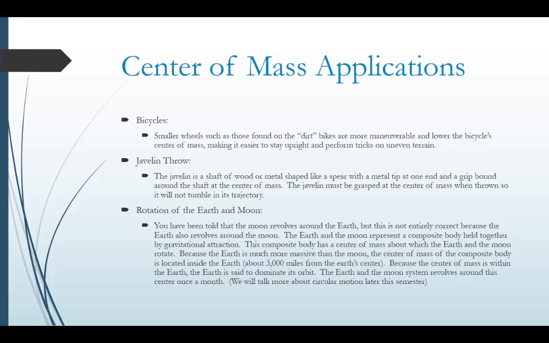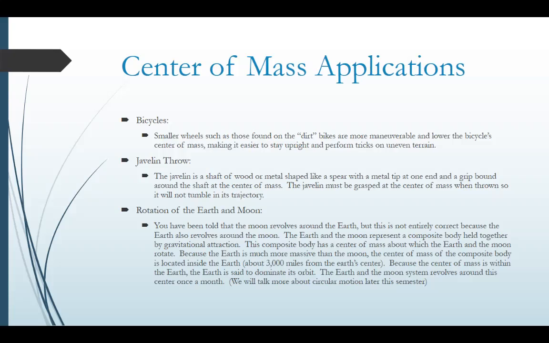And then lastly here, rotation of the Earth and Moon. You've been told that the moon revolves around the Earth, and this is mostly correct, but not entirely correct, because the Earth also revolves around the moon. The reason the Earth is still considered a planet, unlike Pluto, is that the center of mass for the Earth-Moon system combined is inside the Earth. So this is what we would call the Earth dominating its own orbit.